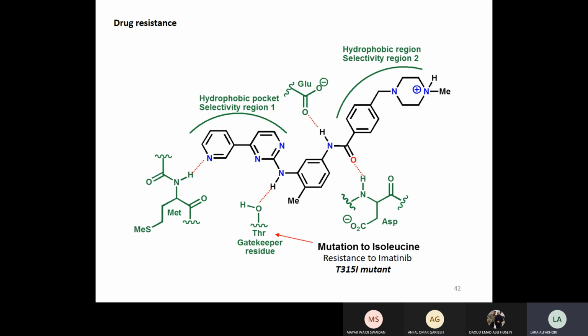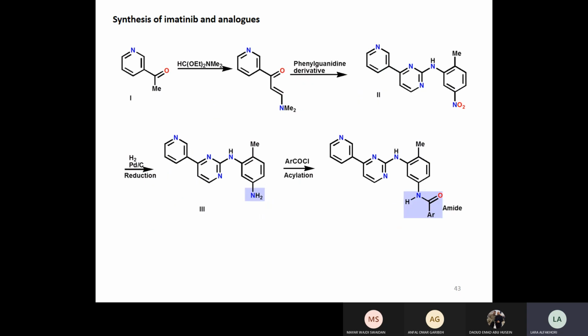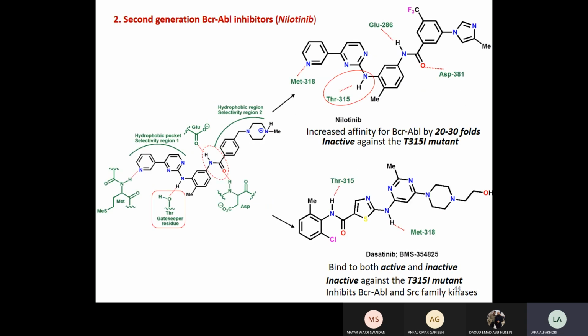Okay, so this is what they've done. They took the imatinib structure and started modifying or optimizing it. This gave rise to the development of two derivatives of imatinib, nilotinib and dasatinib. Look at the nilotinib structure and compare it with imatinib. What changes did they make?